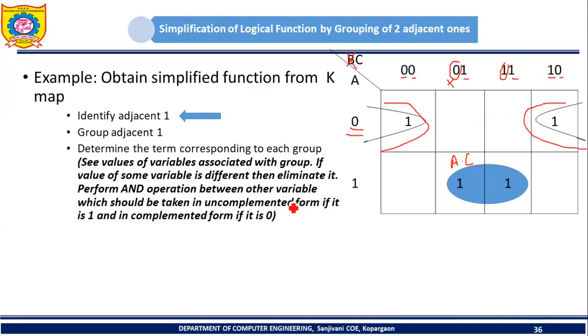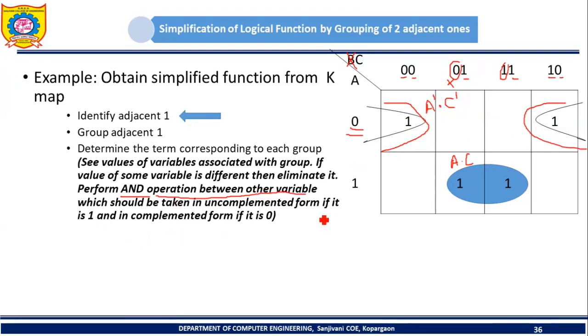Now how do we write that term? For that we have to perform AND operation between the other variables. But whether to take each variable in complemented form or uncomplemented form will depend upon its value. So what is the value of A here? It is 0. So 0 means A should be taken in which form? A should be taken in complemented form. So here I will write A prime, then dot means AND operation. Then what about C? What is the value of C for this group? Here it is 0, here it is 0, so C is also 0, so that's why I should take the complemented form of C, that is C prime. So what will be the term that corresponds to this group? It will be A prime dot C prime.